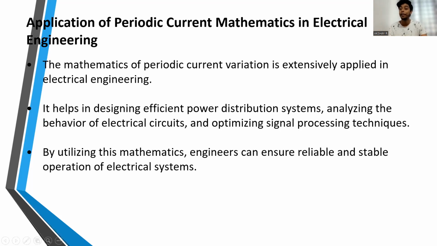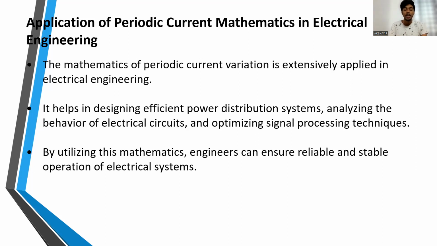Next, coming to the applications of periodic current mathematics in electrical engineering. What are the applications? The mathematics of periodic current variation is extensively applied in electrical engineering. First, everyone would wonder about the application of periodic current. Why in maths? We dealt with why in mathematics for frequency, amplitude, and such things. Now, what is the main application? Why do we need to do it especially in math? The answer is here: the mathematics of periodic current variation is extensively applied in electrical engineering. So there it will be useful.